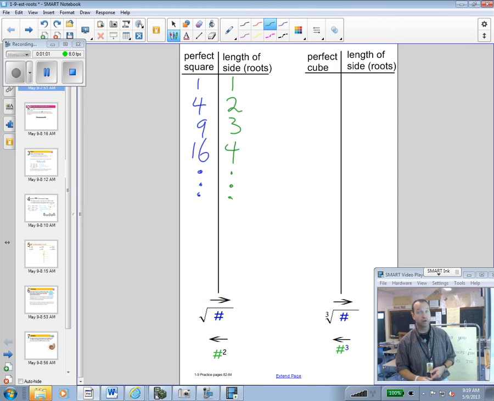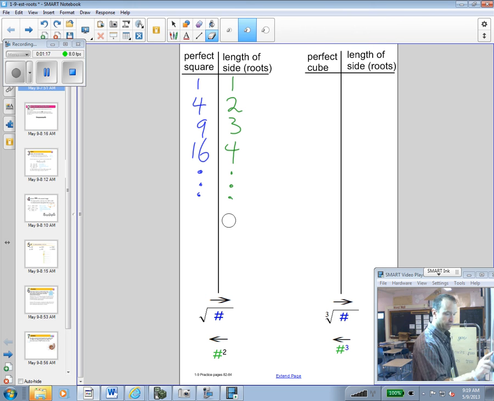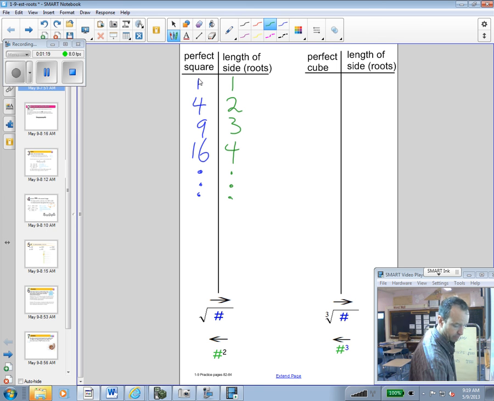So 5 squared is 25, 36, 49, 64, 81, 100, 121, 144, 169, 196. Then we get to 15, which is 225. And 25 is another one you should know, which is 625.